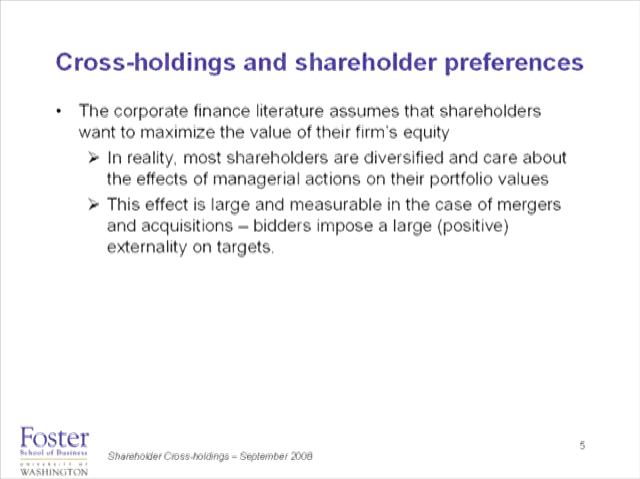But the shareholders own portfolios. They aren't all the market portfolio. They're different, and so they have different preferences. And as I said, we choose mergers because it's large and measurable, and bidders impose a large, typically positive externality on target shares. Depending on the amount of target shares you own, you will have a different preference about what premium should be paid, the aggressiveness of the bid, and whether the bid should go through at all.